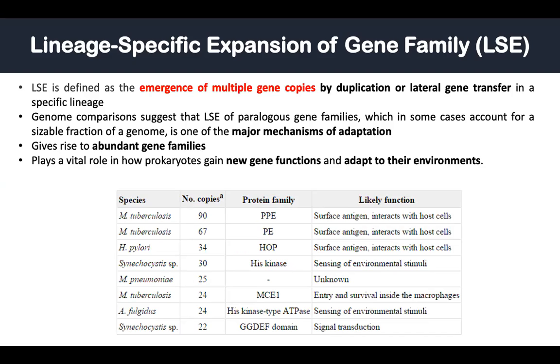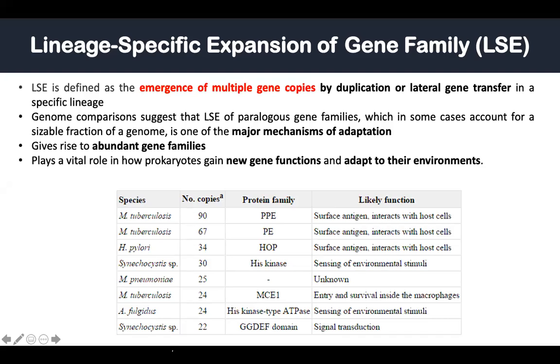So in order to survive, a lot of these organisms expand these genes, or basically have duplication events happening. So you have multiple copies of the same gene. One of them will maintain the original function of the gene, while the others can evolve to have new functions which can help them survive in the environment.